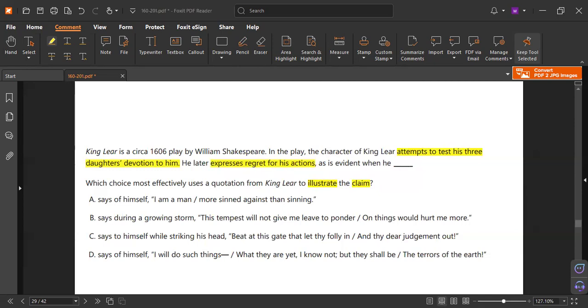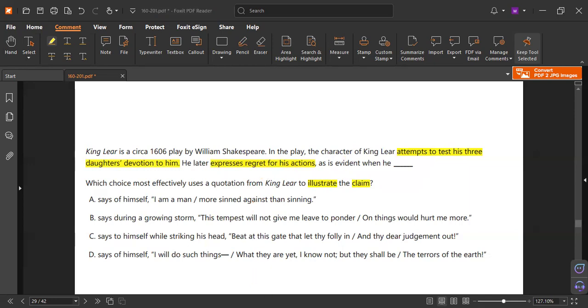Is it B? Letter B, no. Because this quotation does not express a sense of regret. As he mentioned here, as he said, as is evident when he, so we need to focus on regret.